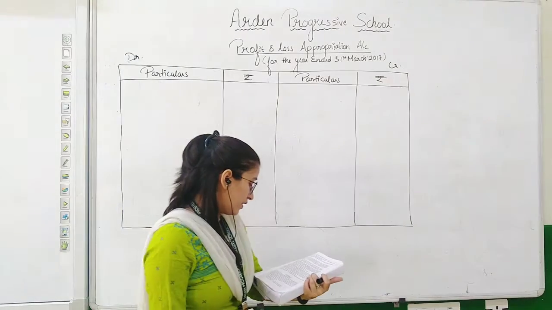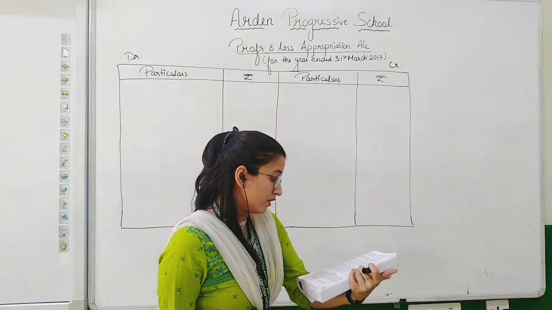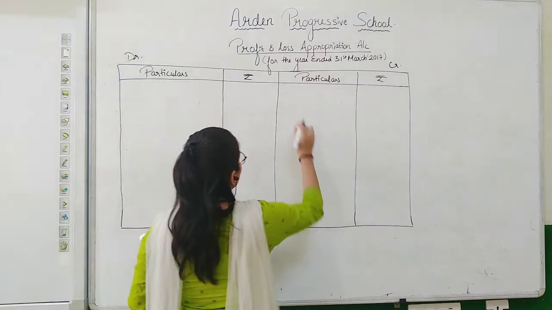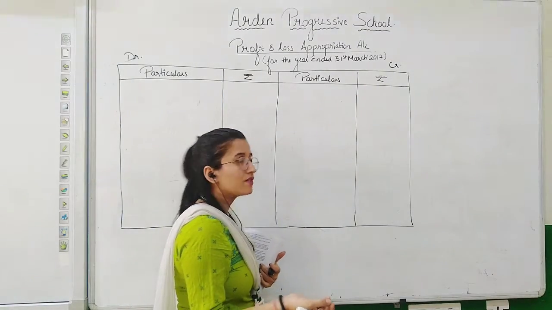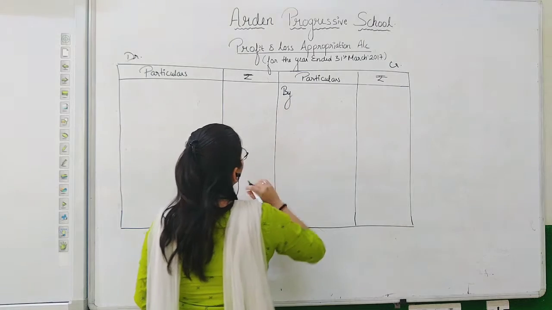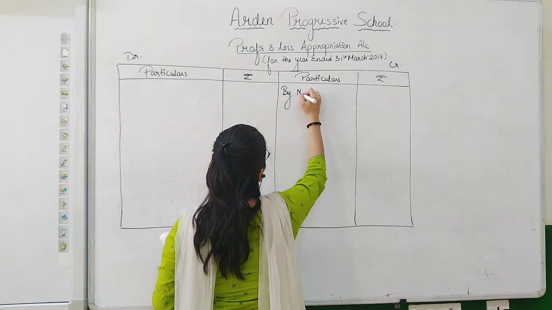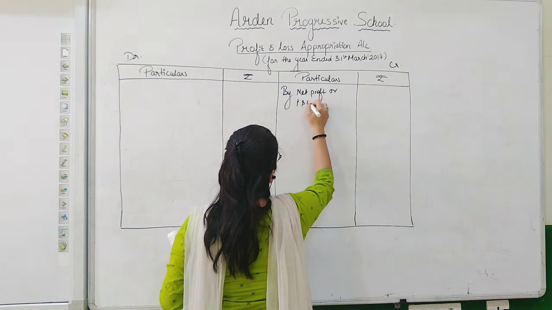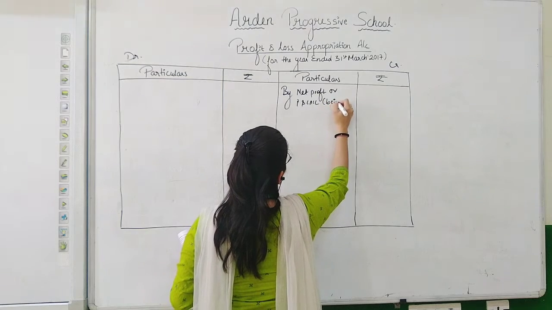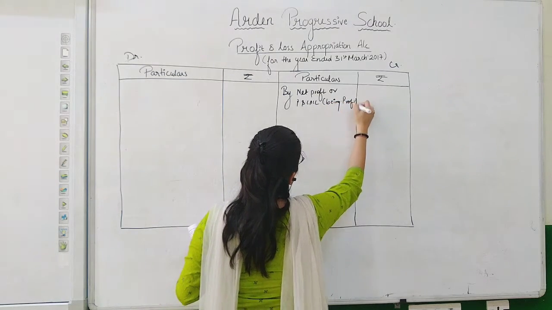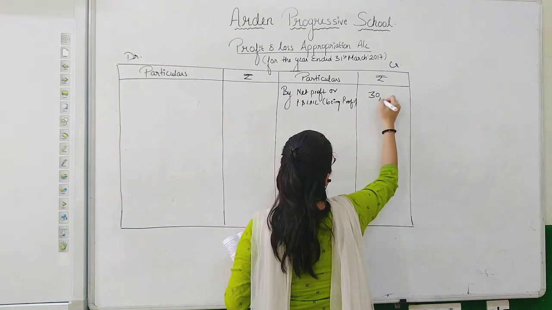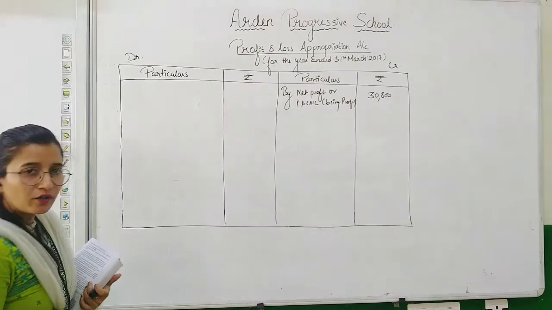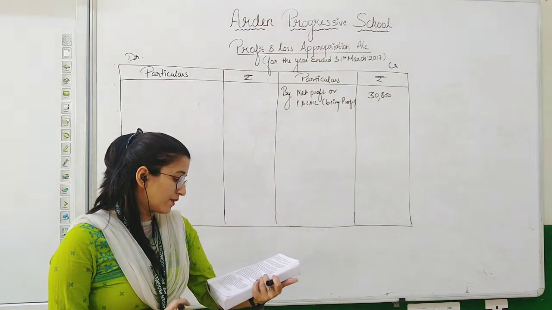As given in the question, the amount of net profit during the year ended 31st March 2017 was 30,800. As we know, profit is treated as income for the business, so it will be written on the credit side by net profit, or profit and loss account being profit. The amount is 30,800. Now coming to the expense part of the business, we know the firm has given salary to the partners and also interest on capital.